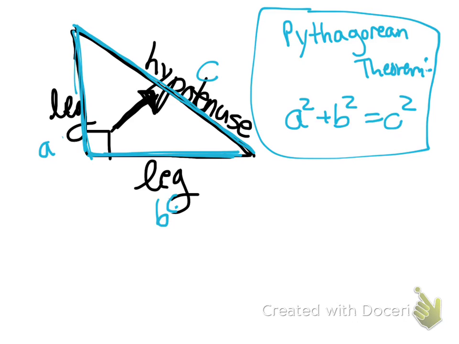So now we're going to use this theorem to find the length of the leg or the length of the hypotenuse. If we have 2 out of the 3 sides, we're going to be able to solve for the third unknown side. That's using the Pythagorean theorem. So we're going to do some examples together. So example 1 of using the Pythagorean theorem.